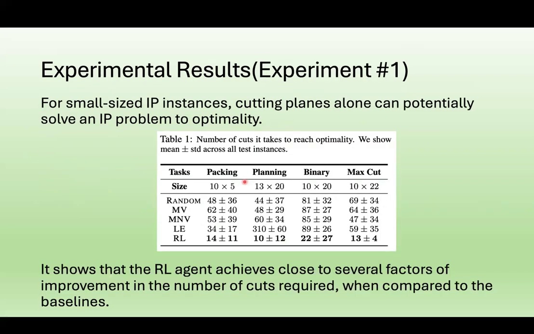So the first experiment: for small-size IP instances, cutting plane alone can potentially solve an IP problem to optimality. So we did the experiment for 4 classes of IP. First is the packing problem, then the production planning problem, then the binary packing problem, and then the max cut problem.